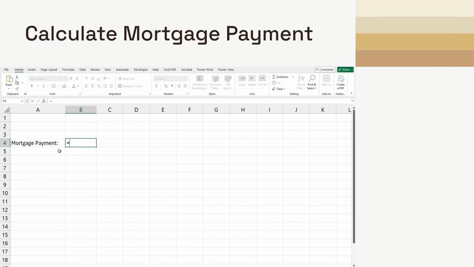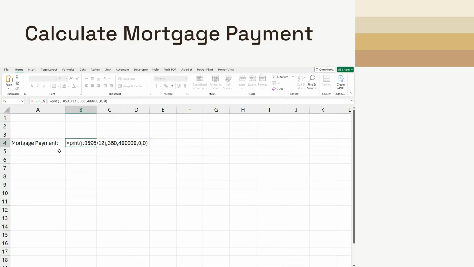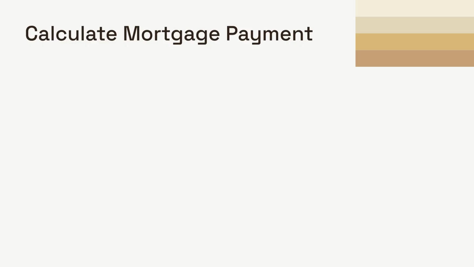Similarly, calculate your mortgage payment on your mortgage loan. Variables: rate equals 0.0595/12, or 5.95% divided by 12 to calculate the interest rate per month. NPER equals 30 years times 12 monthly payments equals 360. PV equals $400,000, house price. FV equals 0, future value of loan when paid off. Type equals 0. Your monthly mortgage payment is $2,385.36.